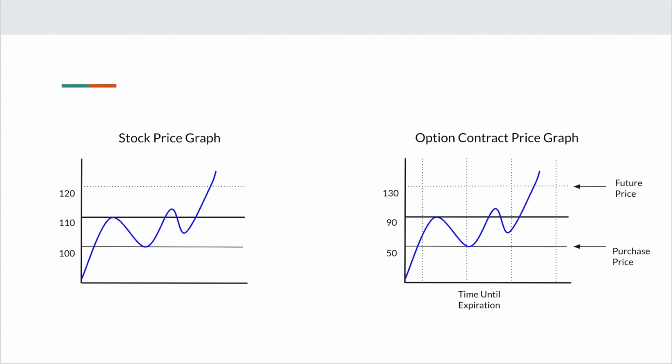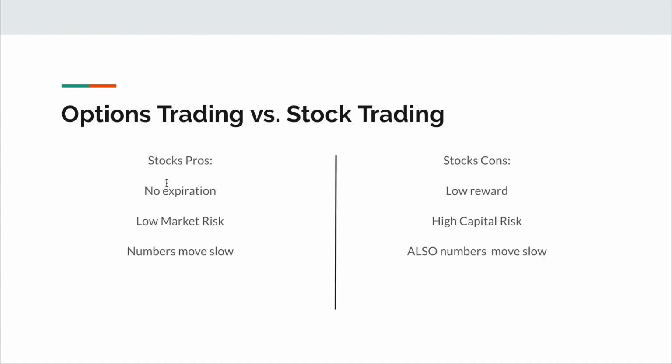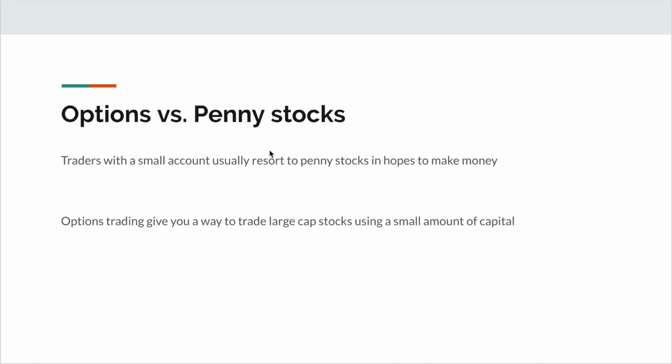So let's go ahead and recap a little bit before we end this chapter. We talked about the amount of money that you can make in an options contract versus the risk that you have to put out. We talked about some of the pros and cons of options, some of the pros and cons of stock trading, and options versus penny stocks.